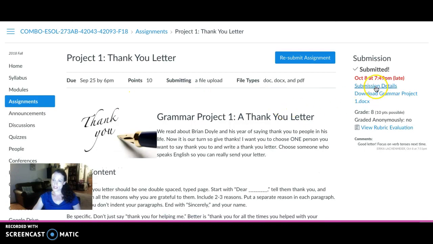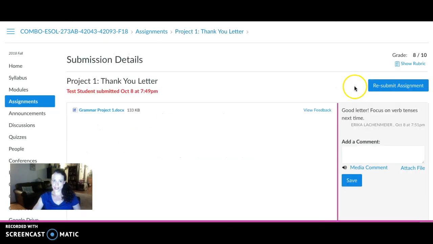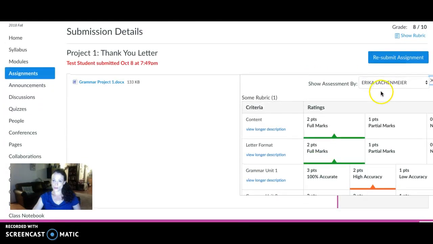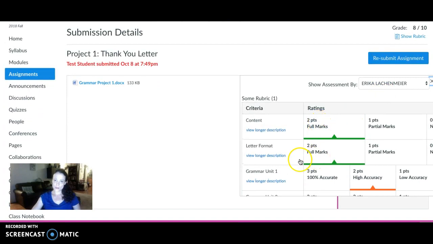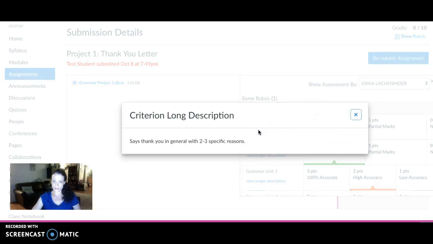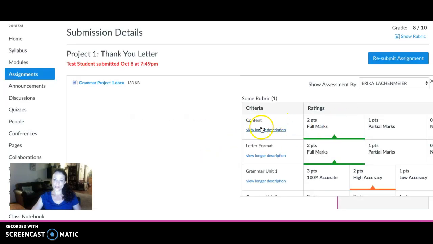From here, I'll go to submission details, like I said in the last video. And let's take a moment to look at the rubric. So our rubric had 4 criteria, and if you want to see what they are, you can click on them. So our first criteria is about the content of your letter. So you were supposed to say thank you in general first, and then give 2 to 3 specific reasons. So here, this student got 2 points for that, and that was full marks. You could get 1 or 0.